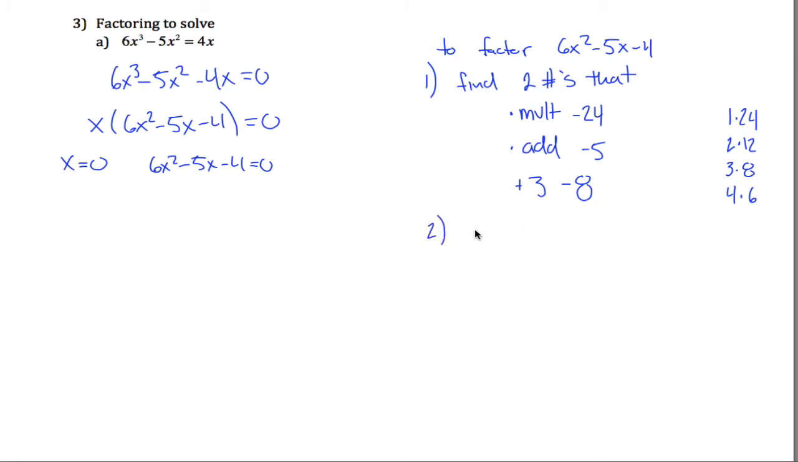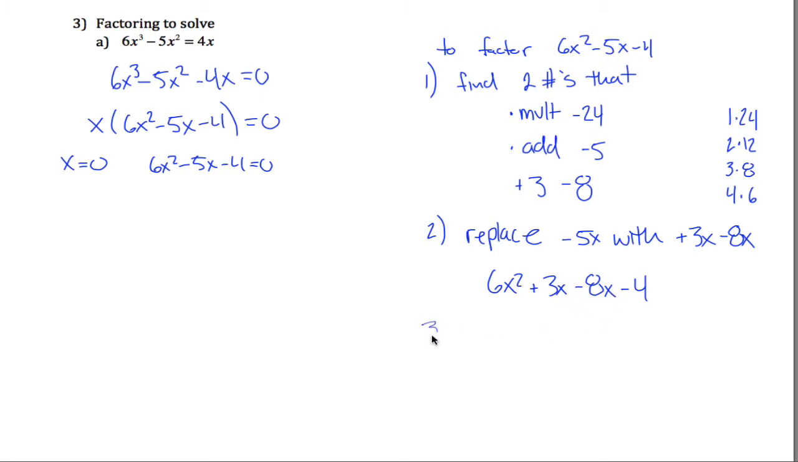Step 2. Replace your middle term, your negative 5x, with what you just found, plus 3x minus 8x. So instead of 6x squared minus 5x minus 4, I have 6x squared plus 3x minus 8x minus 4. Instead of writing minus 5x, I wrote plus 3x minus 8x. Step 3, factor by grouping.